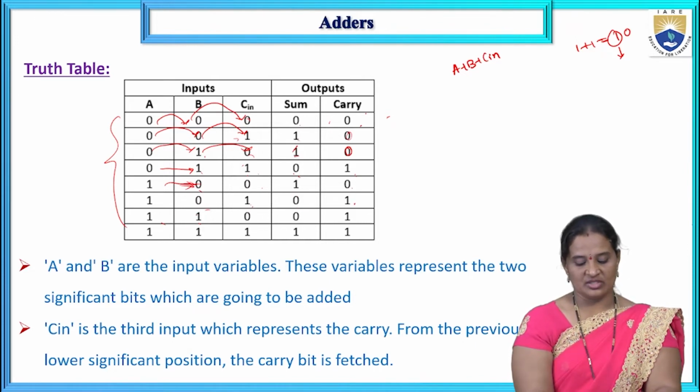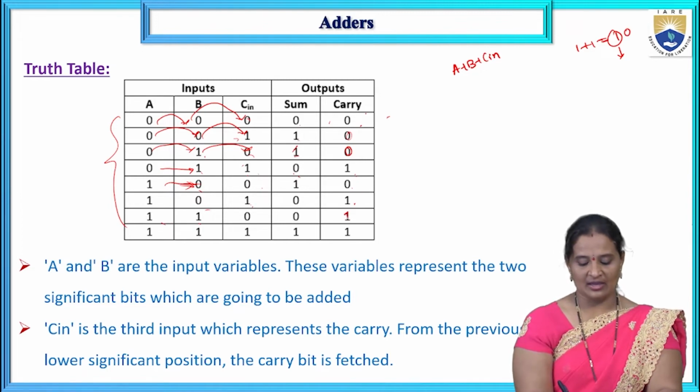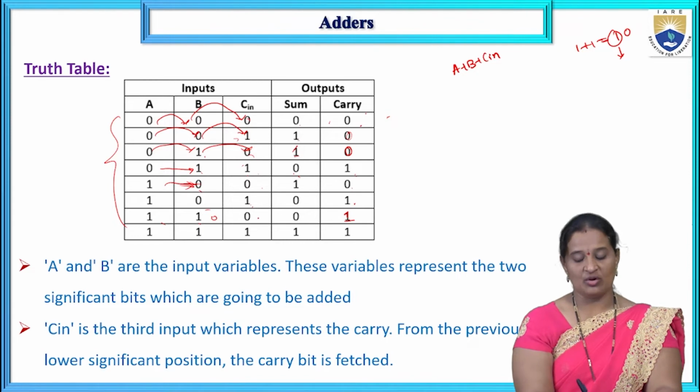Now 1, 1, 1, 0. 1 plus 1 is 0 with a carry 1. So we have already got the carry here. So the sum is 0. 0 plus 0 is 0. Sum is 0, carry is 1.